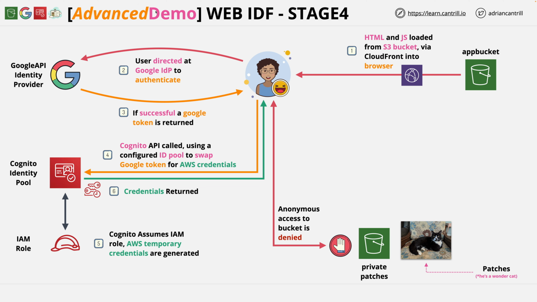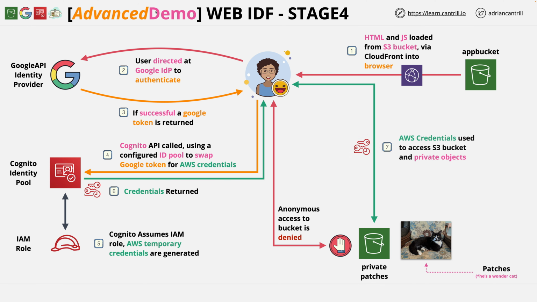So we're going to edit the HTML and the JavaScript so that they're able to interact with the Google Identity Provider, the Cognito Identity Pool, and then finally using those temporary credentials to interact with the private patches bucket. So once this stage is over, you're going to have a fully functional web application which uses Web Identity Federation. Now let's get started configuring this, and to do that we need to move across to the AWS console.